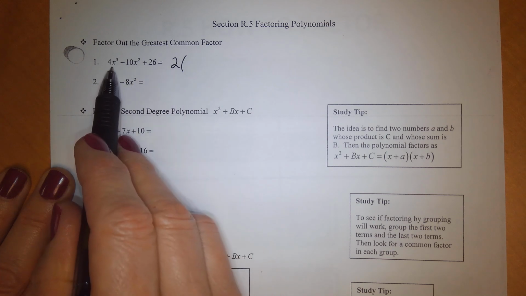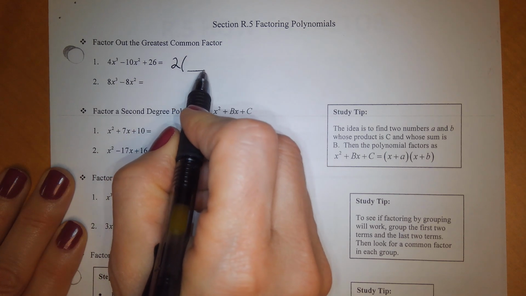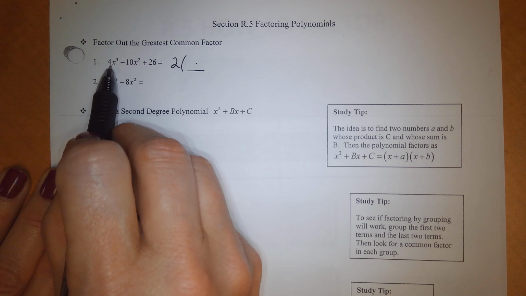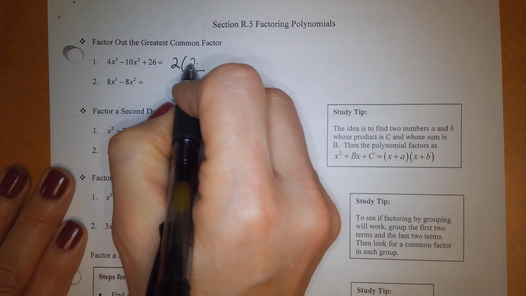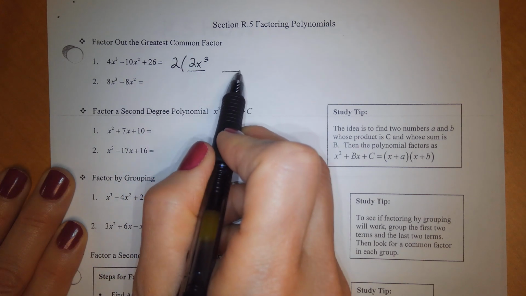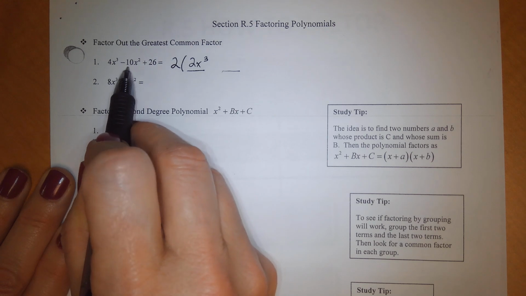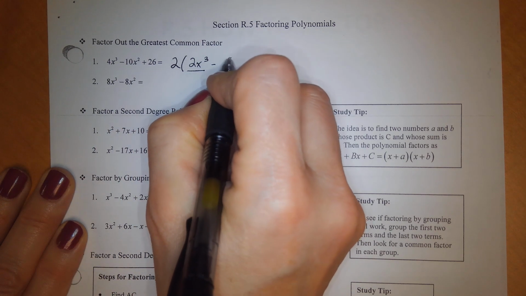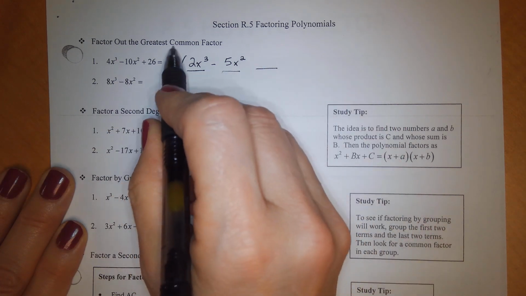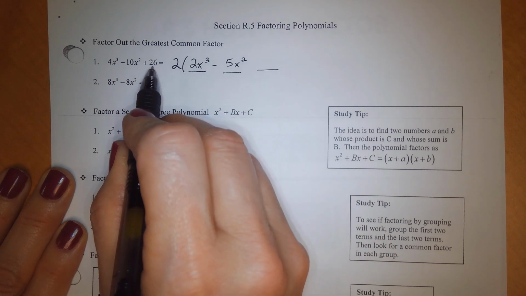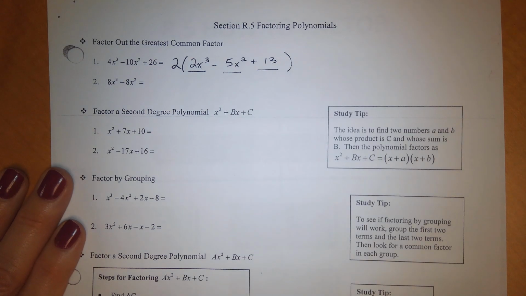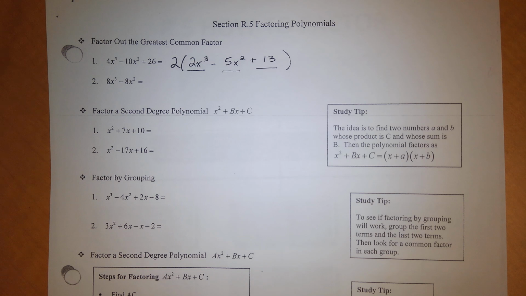When I pull that 2 out in front, I ask myself, what do I need to put inside so that 2 times what term will bring me to 4x to the third? The answer is 2x to the third. 2 times what next term will bring me to negative 10x squared? The answer is negative 5x squared. 2 times what next term will bring me to 26? The answer is positive 13. So this is what it will look like in complete factored form by just taking out the greatest common factor.